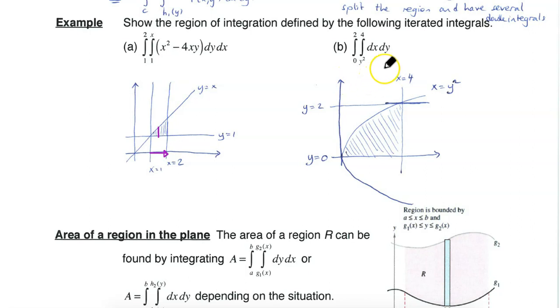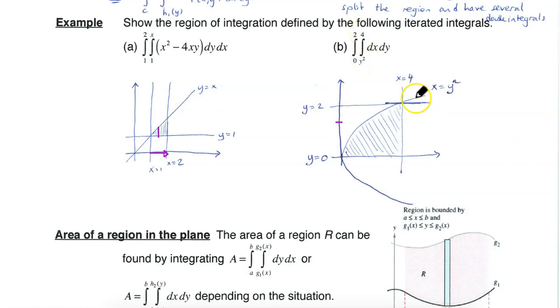Next example, this time y is the outer variable of integration, so it goes from y equals 0 to y equals 2. So I'm sketching these two lines, y equals 0 and y equals 2. And then for a certain value in that range from y equals 0 to y equals 2, x ranges from x equals y squared to x equals 4.